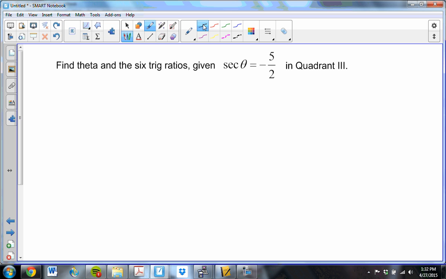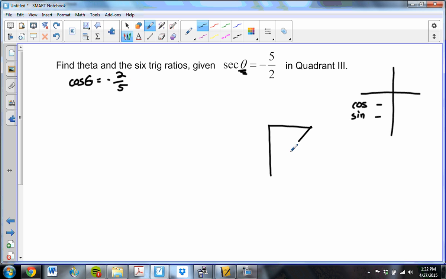All that quadrant 3 is trying to tell us is that the cosine will be negative and the sine will be negative, and we'll probably have to play with this theta when we try and find it. Well, if secant of theta is negative 5 over 2, then cosine of theta is negative 2 over 5. So if cosine is negative 2 over 5, I can think about this triangle.